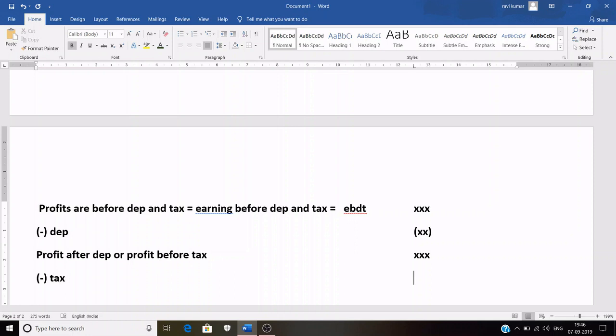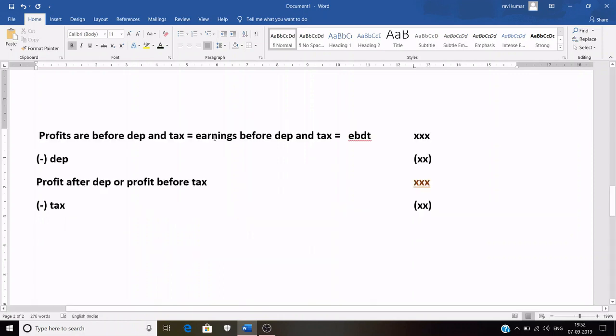Now suppose the tax rate is some percentage, and the amount is XX. After deduction of tax out of profit after depreciation, or profit before tax, we would have profit after tax. Remember, this amount is profit before tax, and after deduction of tax we would have profit after tax. Let's suppose it comes to XX. Let's highlight it here by underlining.